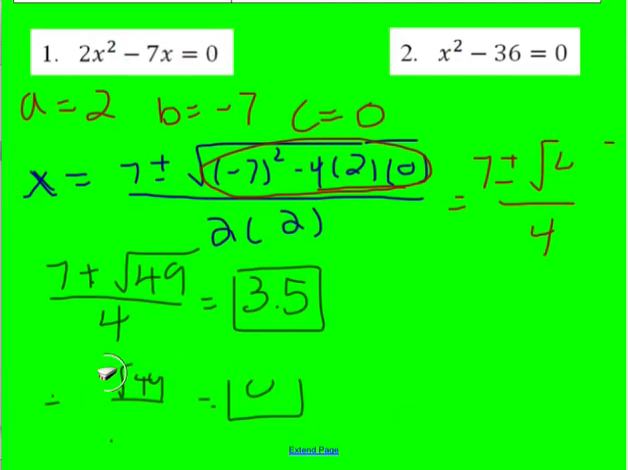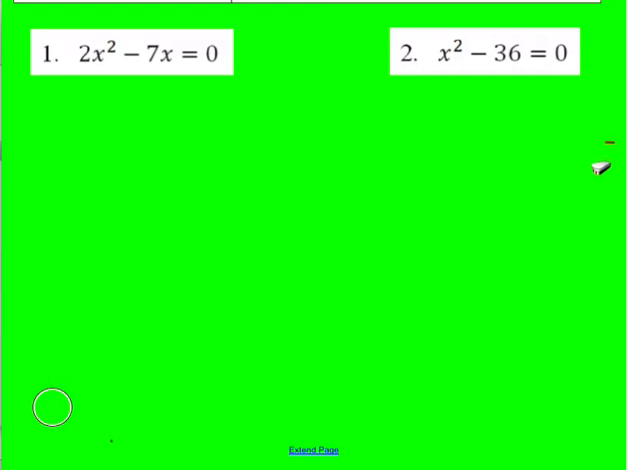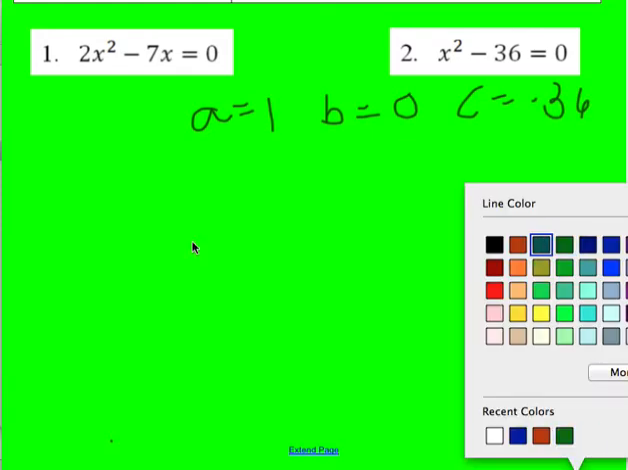Let's take a look at number 2 now. For number 2, we're going to assign our A, our B, and our C. Our A with the squared term is just going to be 1 because there's no coefficient there. There's no x term, so B is 0. And we have a constant, so our C is going to be -36. Now we're ready to plug this into the quadratic formula.